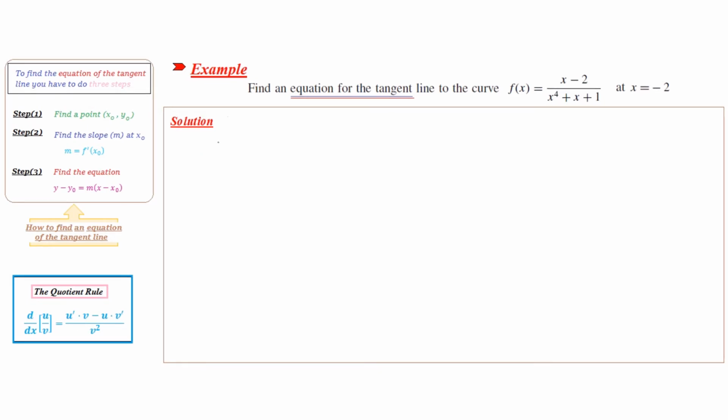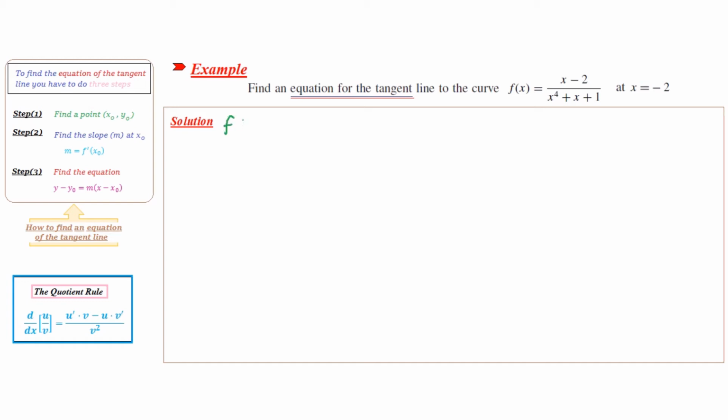Now we'll go to the next question, and the question is, find an equation of the tangent line to the curve f of x equals x minus 2 divided by x to the power 4 plus x plus 1 at x equals negative 2. In this question, you have to use the quotient rule to find the slope of the function at the given x. But first, you have to find the point. So you have to replace x equal negative 2 in the function f.